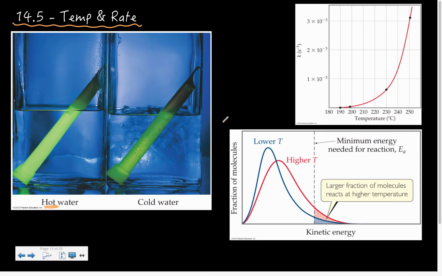Other things to think about when we're talking about temperature and rate: this is going back to fraction of molecules. Each graph represents the same total number of molecules of a given sample. As we increase the temperature, going back to what we talked about in kinetic molecular theory, on average our molecules have a higher kinetic energy, meaning, if we look here, more of them have higher kinetic energy than before.